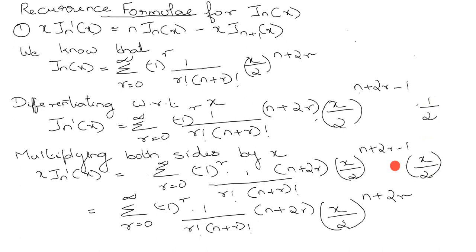So you are getting this equation, and we know that (x/2)^(n+2r−1) into (x/2)^1 is (x/2)^(n+2r−1+1). Minus 1 and plus 1 get cancelled, giving (x/2)^(n+2r). That is the next step. Now we are going to write this term as two terms, the first one in terms of n and the second one in terms of 2r, separated by this plus sign.